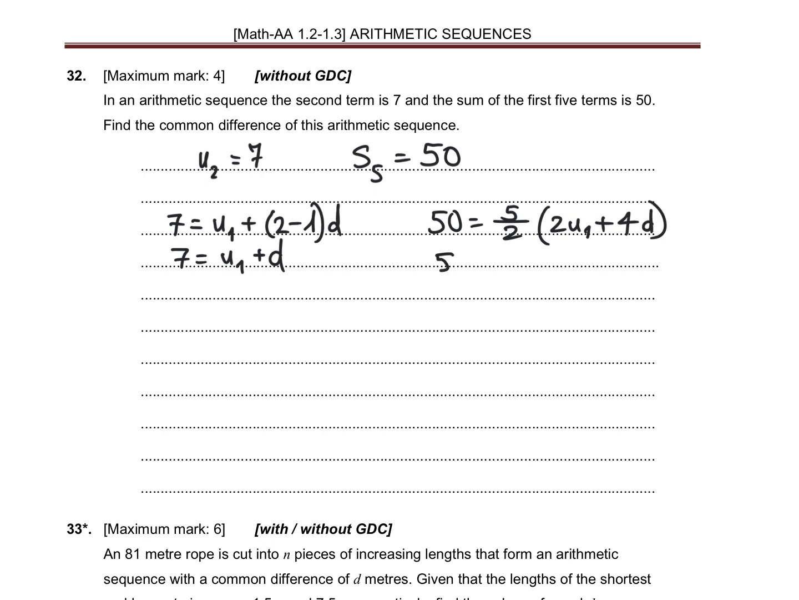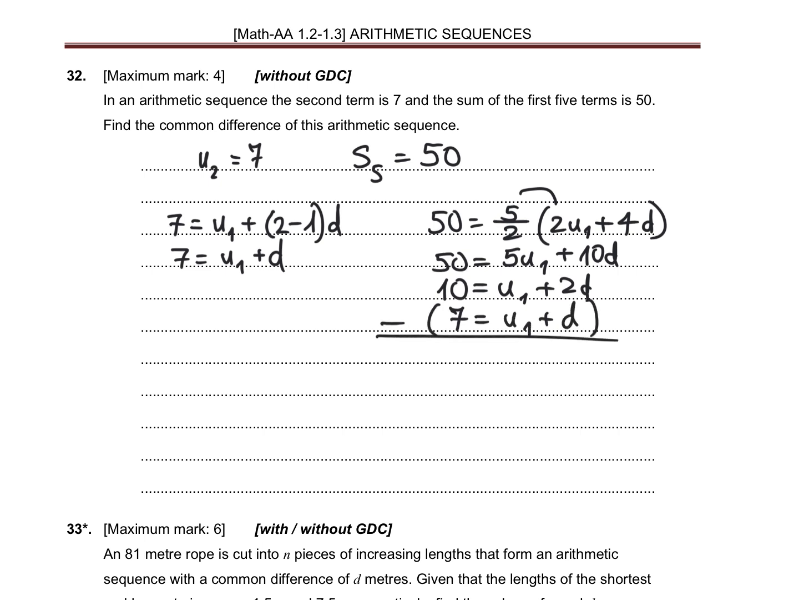And then just tidy that up. So distributing, we're going to have 5u1 plus 10d, and just dividing by 5. So now we can use elimination. So if I write this one over here, I can subtract. So we're going to have 3 equals d. And when we substitute that back into either one, I'll do it in this one. 7 is u1 plus 3, so u1 is 4.